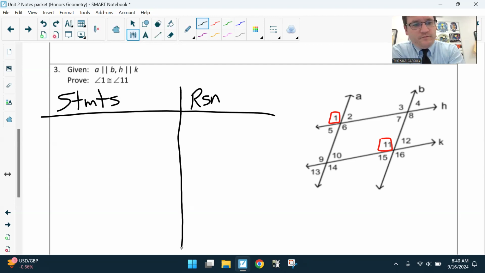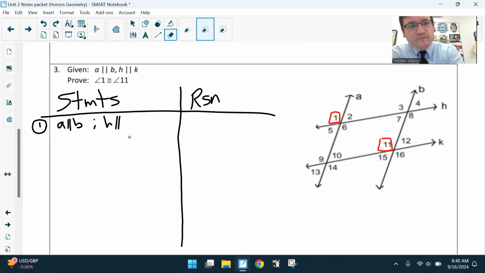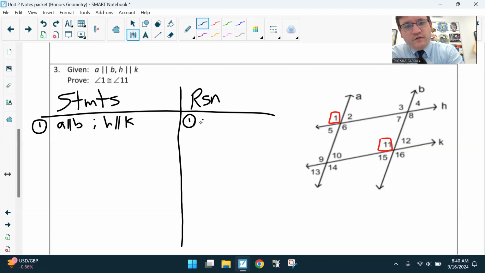All right, so step 1, we have two pieces of given information. We have line A and B are parallel, and line H and K are cut by the transversal. All right, that is just given.